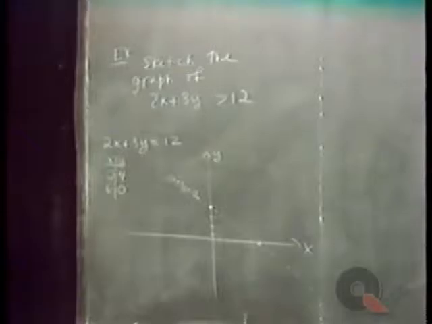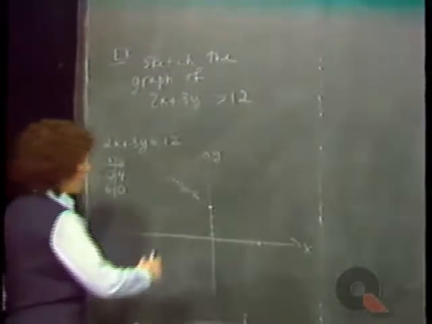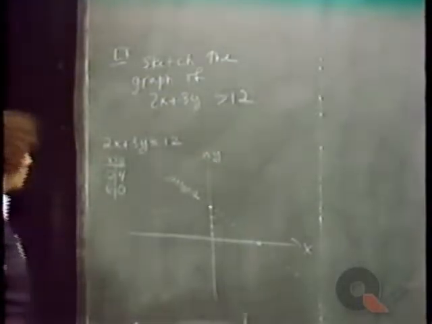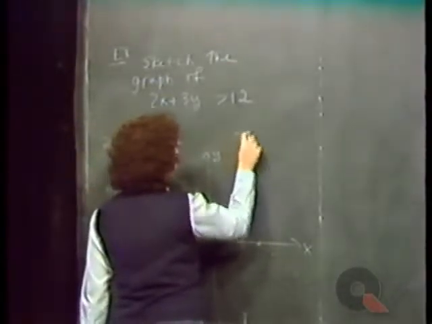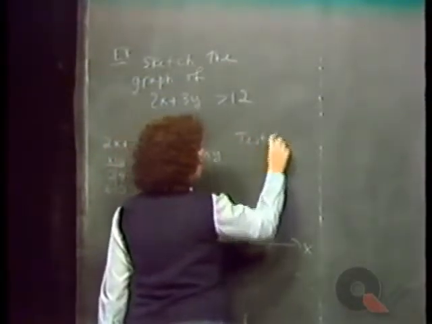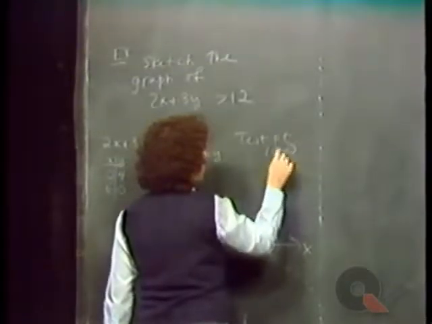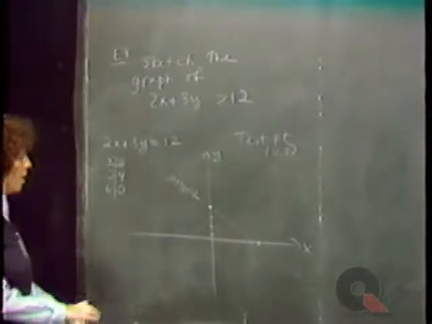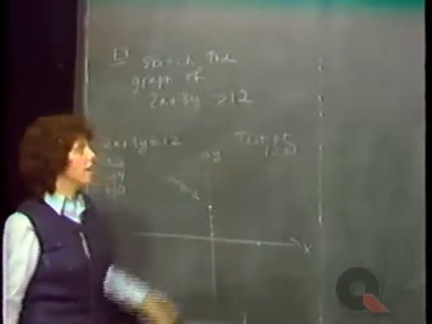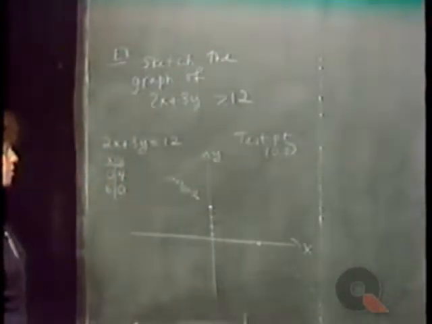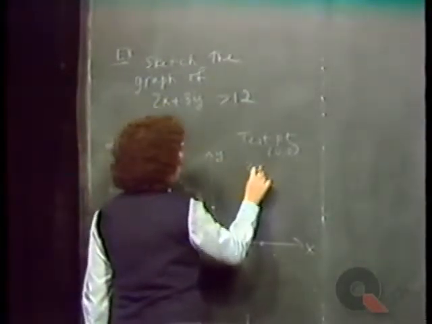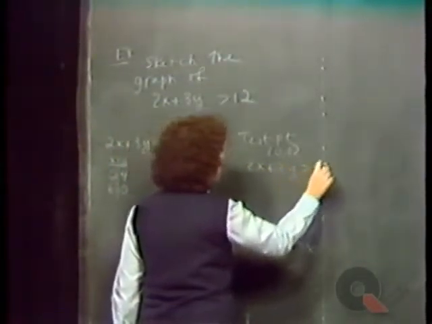Now let's try a testing point to see which side of this line is our solution set. Our test point is (0, 0) once again. I can use it because (0, 0) is not on the line. If the line went through the origin, I would just pick any other point in the plane that was convenient to use. Now we go to the inequality, 2x plus 3y is greater than 12.